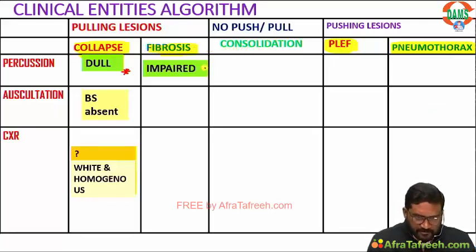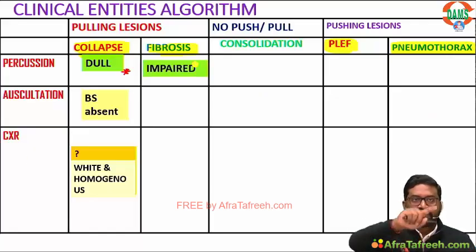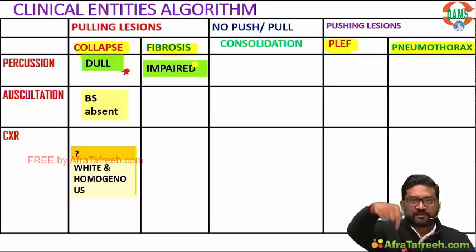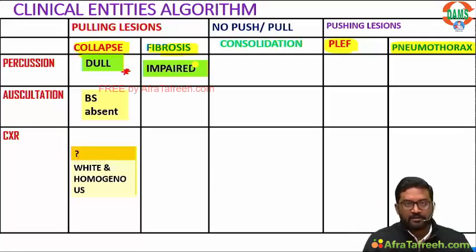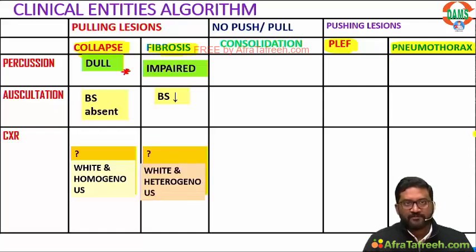Whereas fibrosis, because there is less air. See the difference between collapse and fibrosis. Collapse, no air, whereas fibrosis, less air. So the note will be impaired. Breath sounds will not be absent, they will be reduced. And less air is also white, but when compared to the white of collapse, it will be less white. It is called white heterogeneous.